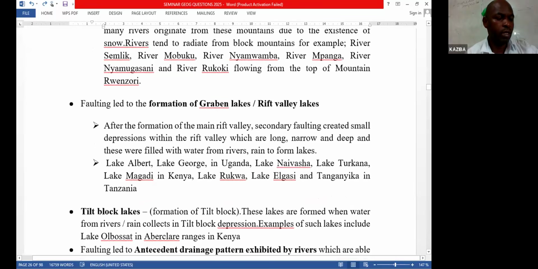Then you have the formation of Rift Valley lakes. Of course, we had the formation of the main Rift Valley, and you have to illustrate. I didn't draw illustrations, I didn't have time. So faulting led to the formation of graben lakes or Rift Valley lakes. How are they formed? Secondary faulting took place on the floor of the Rift Valley to create small depressions, which were later filled by water from rain and from rivers, forming lakes. For example, we have Lake Naivasha, Lake Kyoga, Lake Albert, etc.